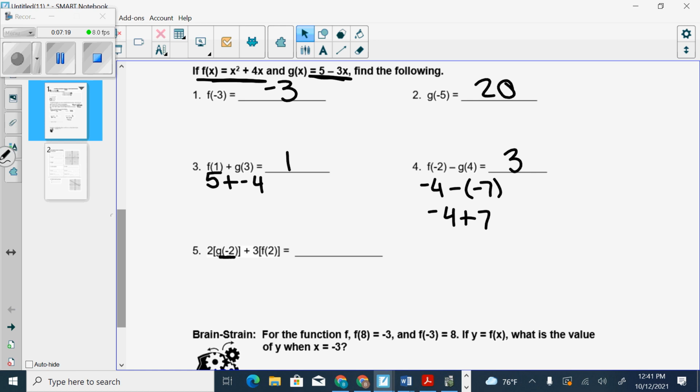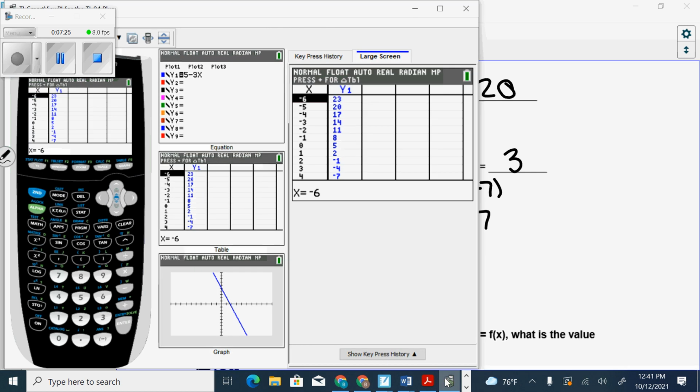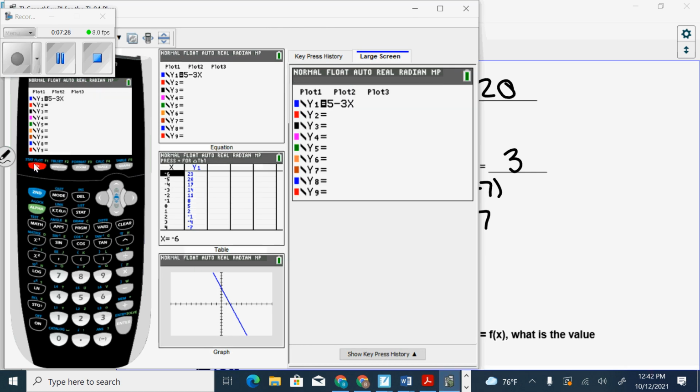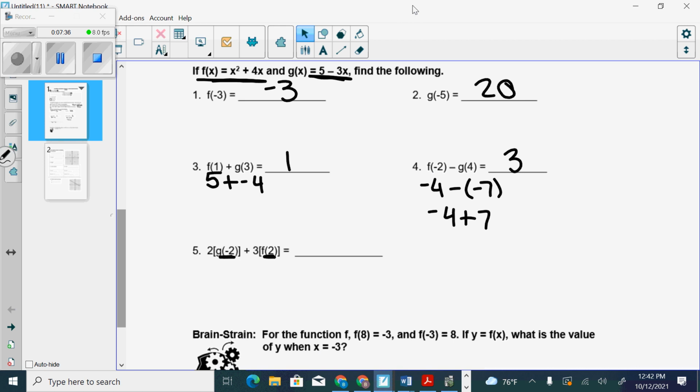Right, we've got to find these two things so that we can plug them in, okay? So g of negative 2. I've already got my rule of g in there, so let's look at that one. What is g of negative 2? 11, good. So I would have 2 bracket 11 plus 3.